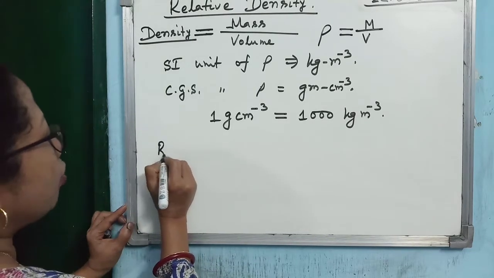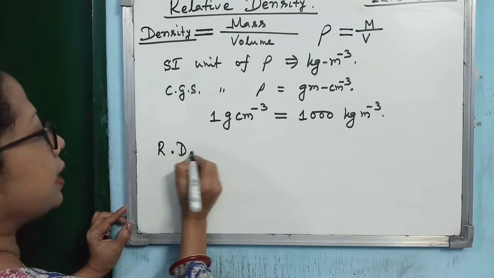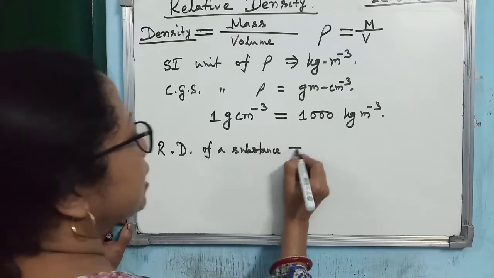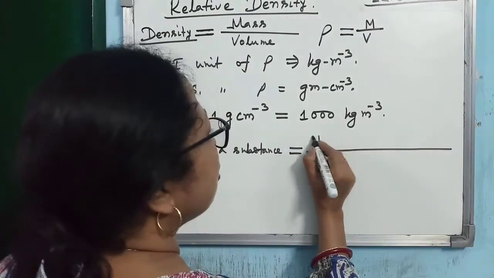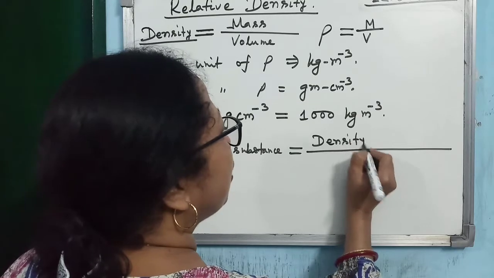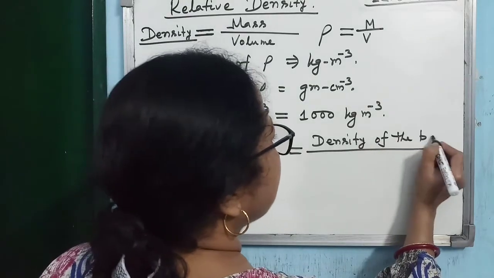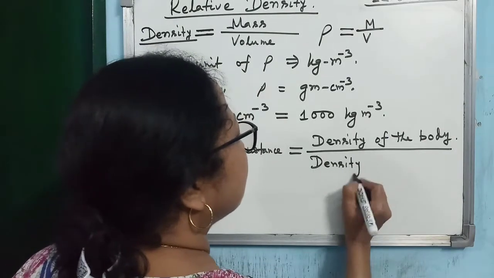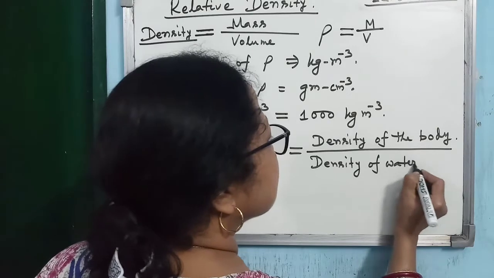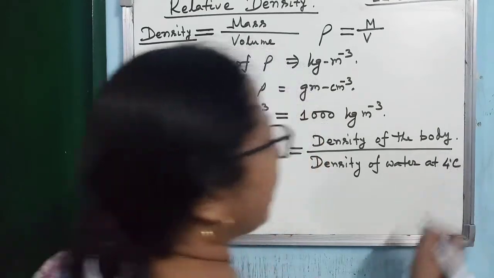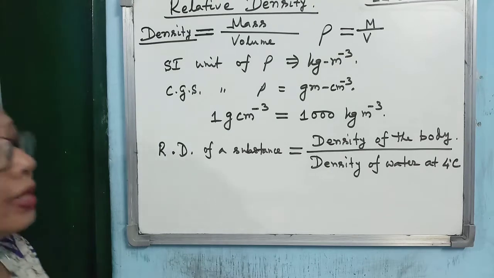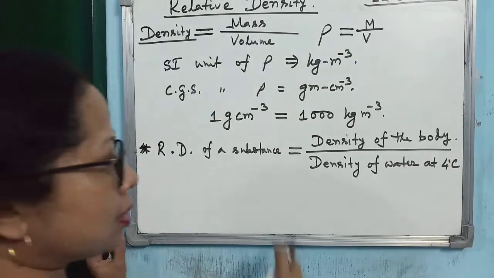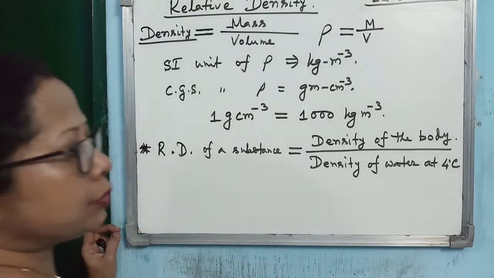Then comes the relative density of a substance or of a body. Relative density of a substance we define as the ratio of density of the body by density of water at 4 degrees Celsius. Now, these are the important points. These already you know, so that's why I am discussing it faster, so that I can come to the next point.